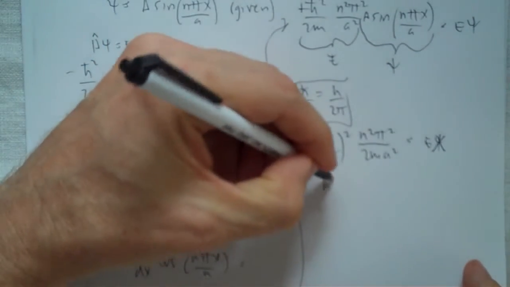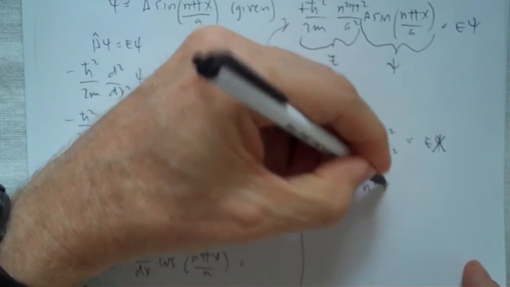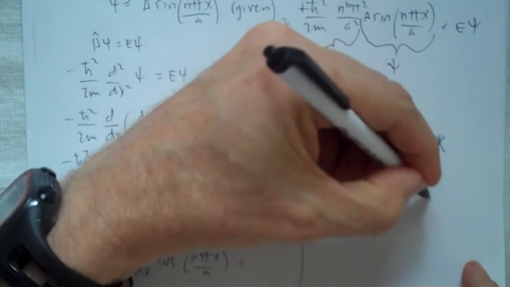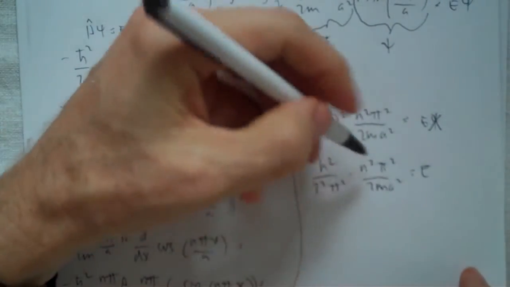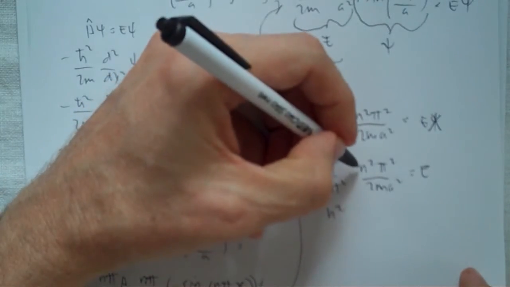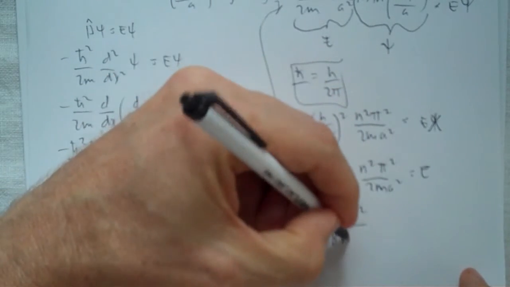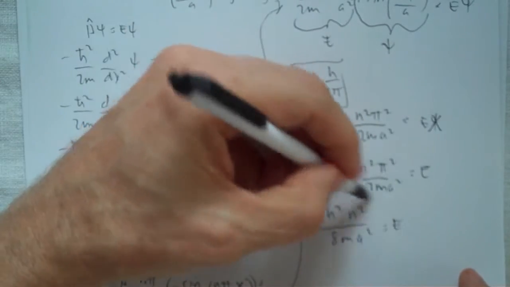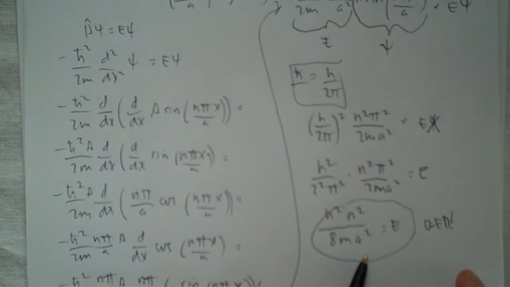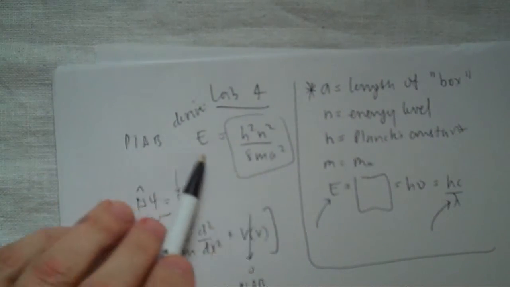Okay, so I'm going to rewrite this again. h squared over 2 squared pi squared times n squared pi squared over 2m a squared is equal to e. Looks like my pi's cancel, and this 2 becomes 4. 4 times 2 is 8, so it's h squared n squared, pi's cancel, over 8m a squared, is equal to e. Wow. QED, that which was to have been demonstrated. That's it. So that's why we have this formula, which is in your pre-lab right there.